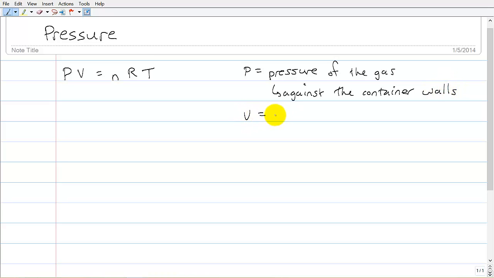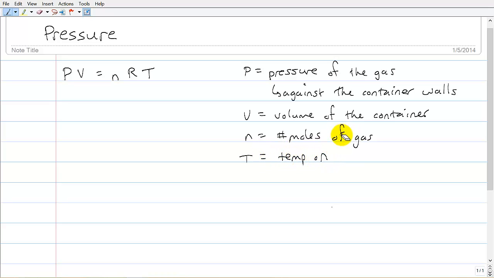The volume is equal to the volume of the container itself. This is important because molecules themselves have a volume, and therefore we have to distinguish between the two. Once again then, N is equal to the number of moles of gas. And the temperature should be the temperature of everything. So the temperature of both the gas and container, they should be at the same temperature.